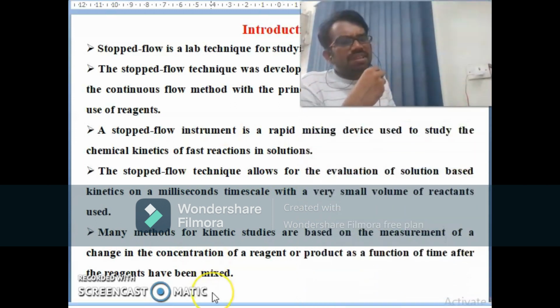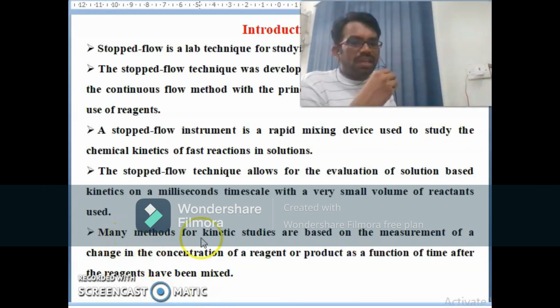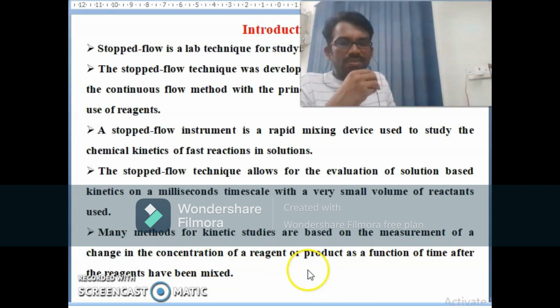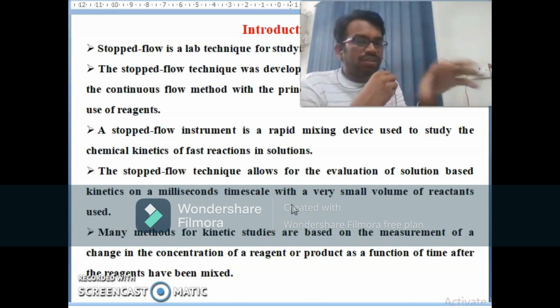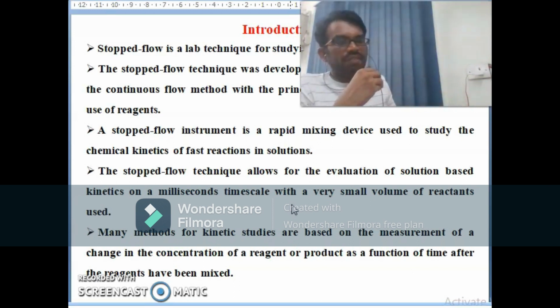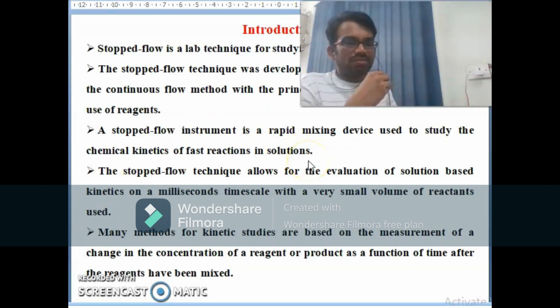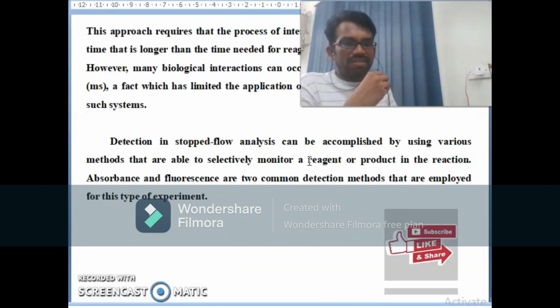You can see many methods are followed for finding the rate of chemical reactions. Many methods for kinetic studies are based on the measurement of change in the concentration of reactant or product as a function of time after the reagents have been mixed. If the reagents are mixed, what is happening during that time? You can find out. Nowadays they have a lot of techniques to find out the rate of chemical reactions.